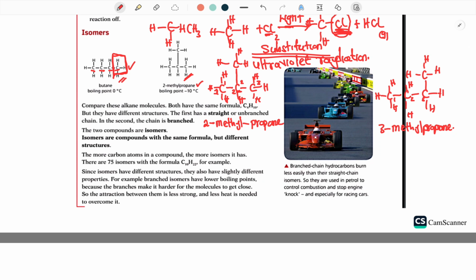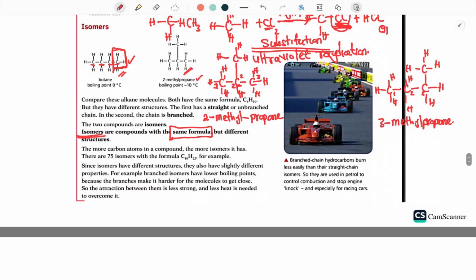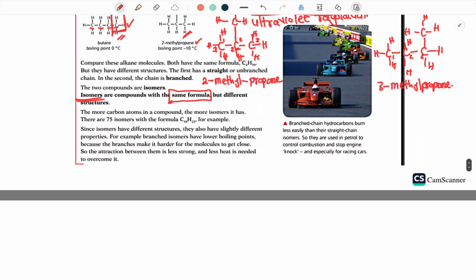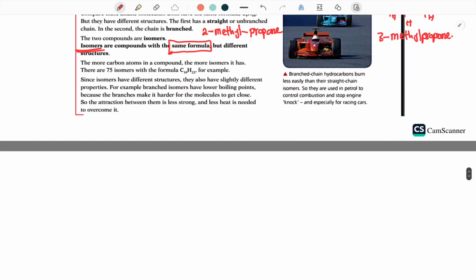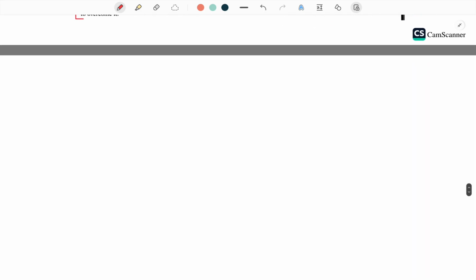So what are isomers? Very important question they ask you. Isomers are simply compounds with the same formula but different structures. Simple. Same formula but different structures. So what is an isomer? Compounds having the same formula but different structures. That is how simple it is.